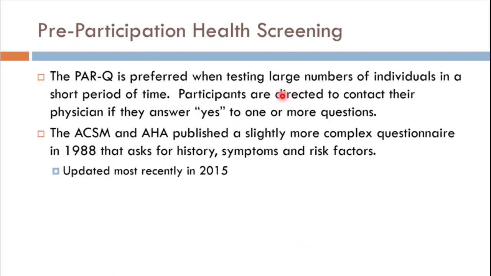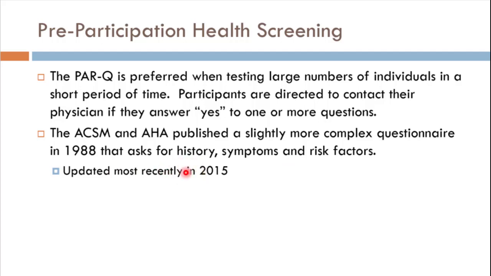The PARQ was considered not effective enough. It didn't go into detail. It didn't stratify. So in 1988, the American College of Sports Medicine and the American Heart Association published a little bit more complex tool, and it was a risk stratification. And up until 2015, even up until a year ago, I was teaching this aspect.